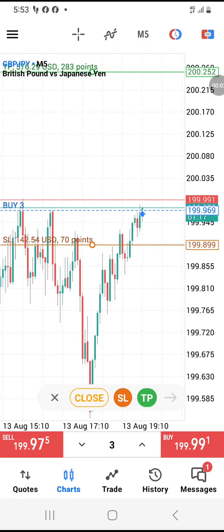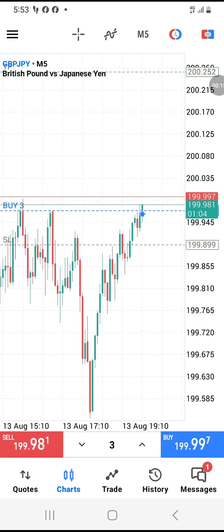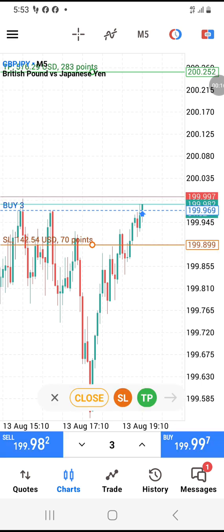How to know how much you're about to lose in a trade and how much you're about to gain in a trade. This is GBPJPY. This is a buy order.